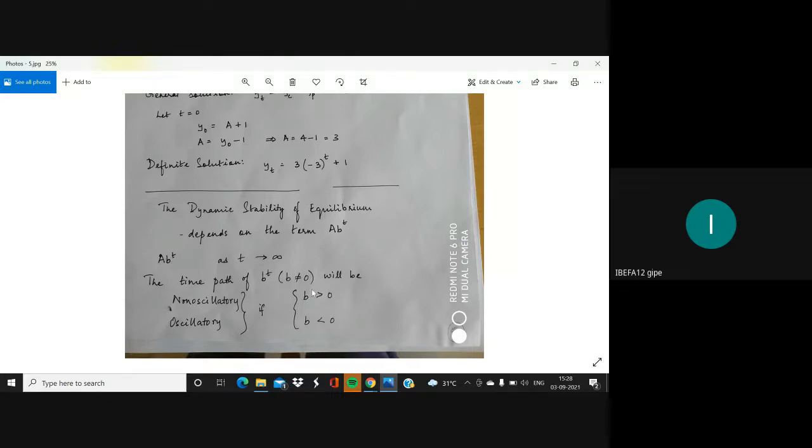Now, if b is positive, you'll see that this time series will have a non-oscillatory path, so there'll be no fluctuations. It will move in a steady way towards equilibrium. Now, if b is negative, then you will have oscillatory movements in the time series as it's moving towards equilibrium. So you will see up and down movements, fluctuations, as it's moving towards equilibrium. This is as the sample size is growing larger, or as t tends to infinity, as the number of observations are increasing.